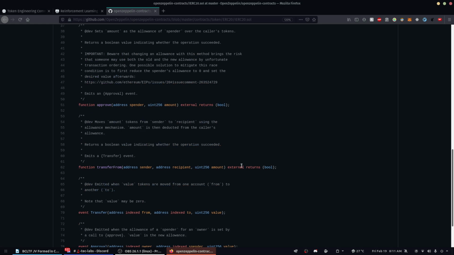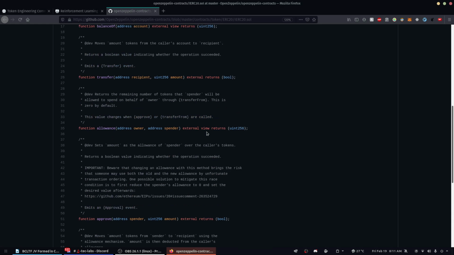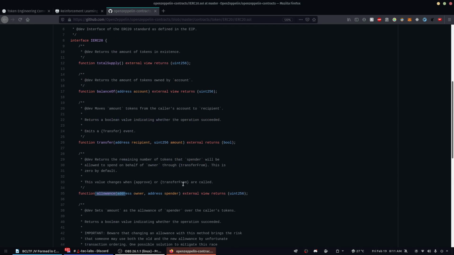And some of these are read-only, where they have this view keyword. Then we can inspect the state of the contract, like getting the balance of an account on these ERC20 tokens.